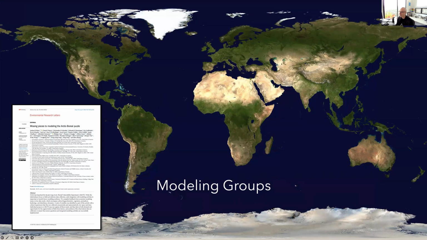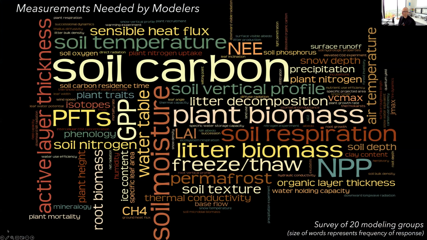So early on in ABoVE, I surveyed a lot of these modelers from throughout the world, and I asked, what are you working on? Or what needs development in your models to understand Arctic boreal region ecosystem processes? And I presented their response frequency by font size. So you can see soil carbon's big, but active layer thickness, soil moisture, soil respiration, litter biomass, freeze thaw, NPP, and so on. And so there's a lot of work being done, a lot of uncertainties.